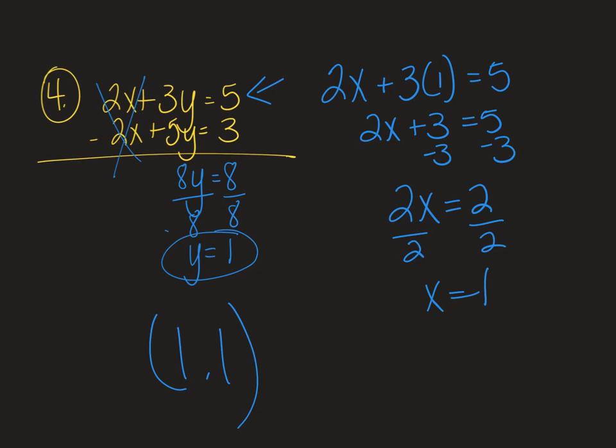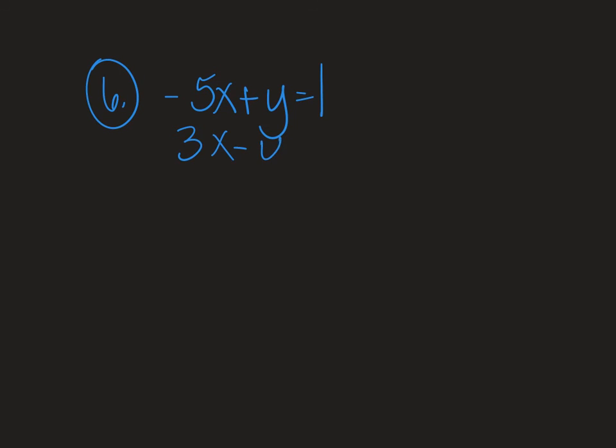You guys ready to try some of these, or you want me to do one more? One more. Okay, let's go for 6 in your book. Good, this is a good one. Number 6. All right, so this is a negative 5x plus y equals 1, 3x minus y. I mean, this is an easy one. Do I have any opposites here? How about positive y and negative y? Absolutely. Those will cancel.